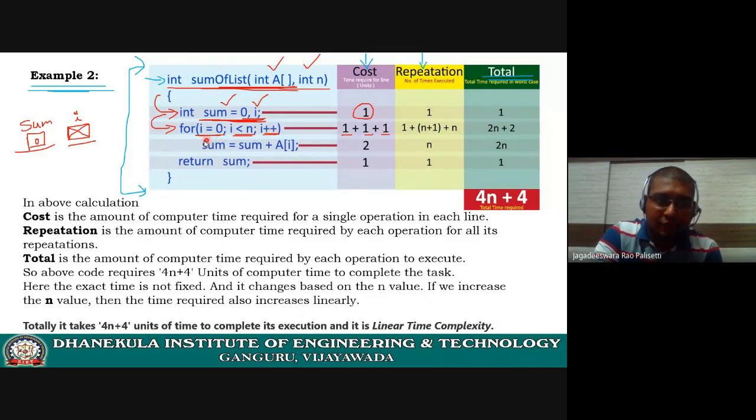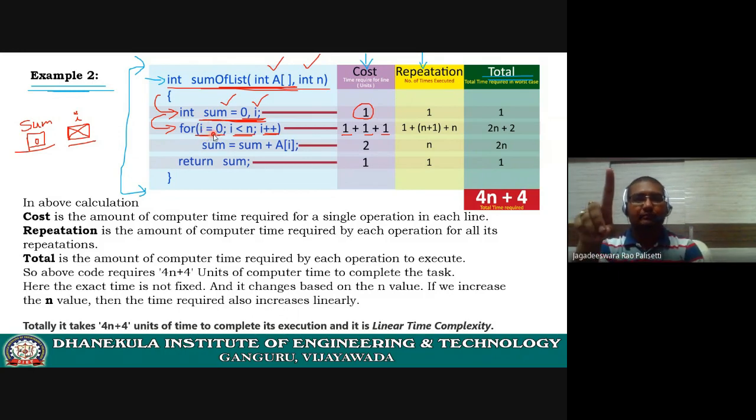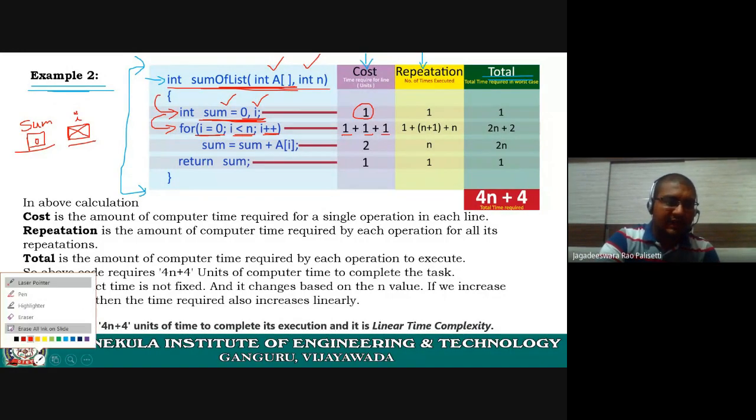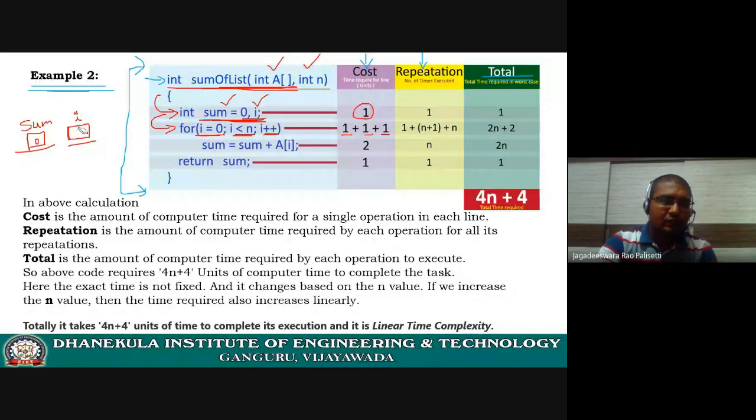If you come to this for loop, initially I equal to 0. How many times is this I equal to 0 being executed? Only 1 time. Initially we gave a value 0 for I. So what happened in the memory location of I? Initially the value of I is placed as 0.